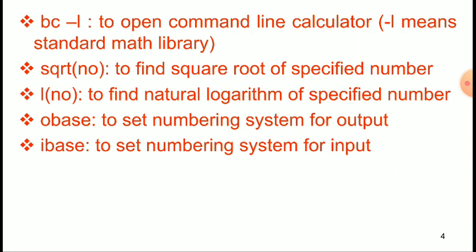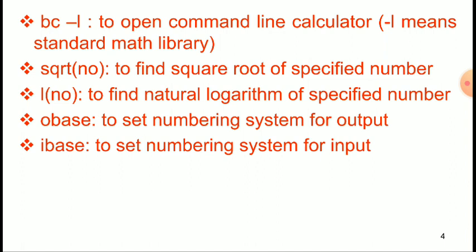Next is bc -l. That means to open the command line calculator. -l means standard math library. Next command is sqrt and brackets number, to find the square root of the specified number. So that is the command for square root. Next command is l, brackets number. That means to find the natural logarithm of a specified number.